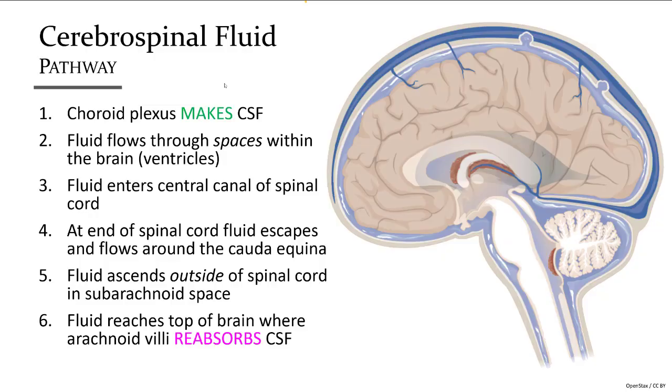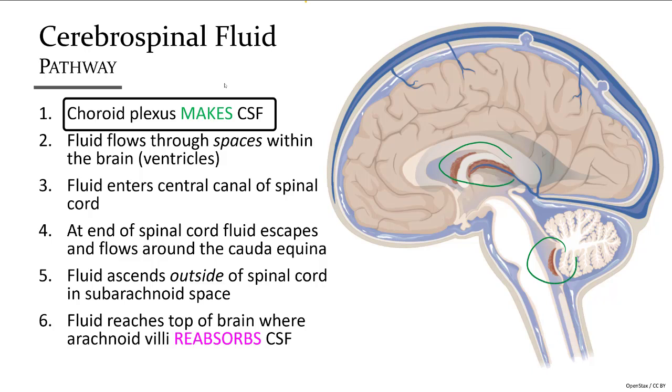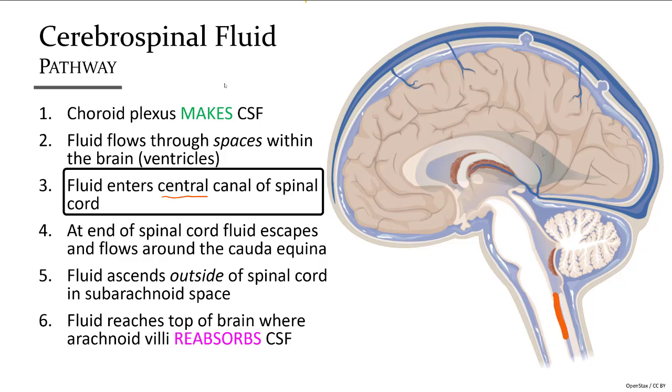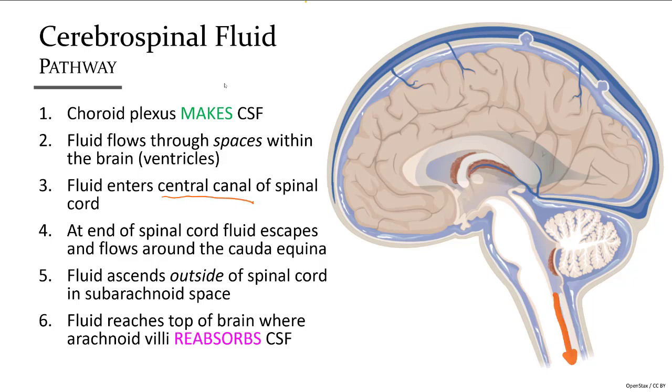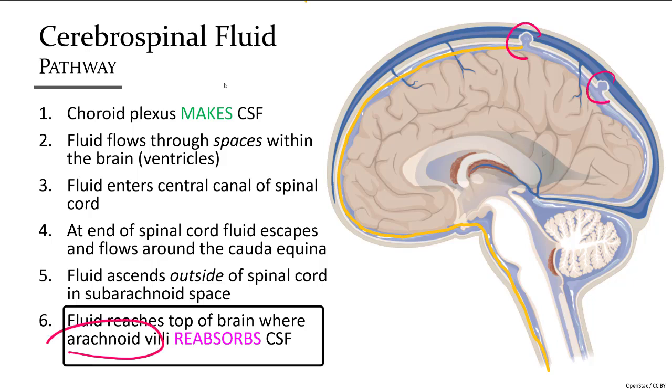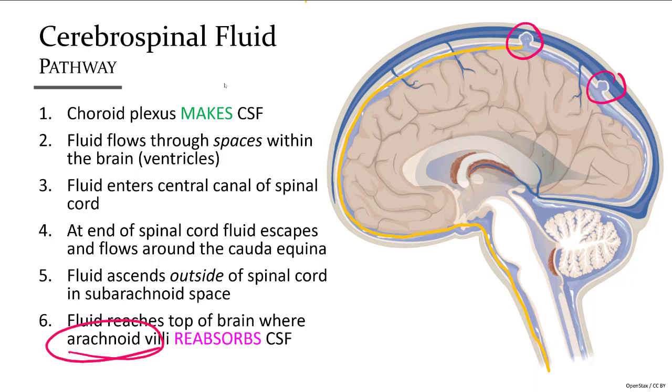In this summary, we can see the choroid plexus is where cerebrospinal fluid is made. It will then flow down from the lateral ventricles to the third ventricle, down the cerebral aqueduct, and then into the 4th ventricle, then ultimately down into the central canal. The cerebrospinal fluid will then flow back up and around the brain to reach the arachnoid villi, where cerebrospinal fluid will be reabsorbed and returned back to the blood via the dural sinus.